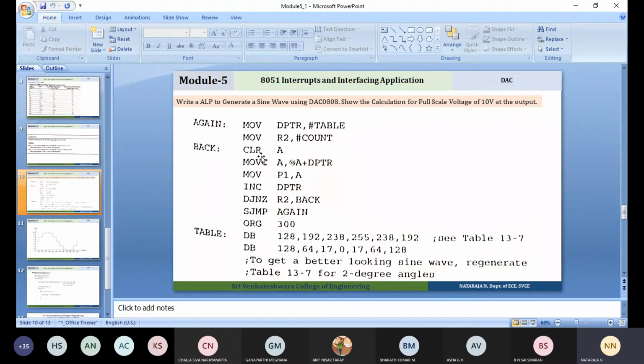Now, CLR A, clear accumulator. Initially you have to clear the accumulator. Why? Because if you performed any operation previously, that output will be stored in the accumulator. That is the case. We are going to clear your accumulator.